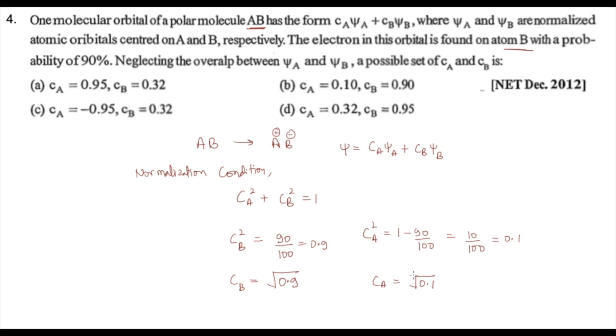Now if you just calculate this, the under root of 0.1 is going to be 0.333 something, and the under root of 0.9 is going to be 0.95. So if you check the options over here, your Ca has a value of 0.32, okay, the under root of this will be 0.32 actually, and the under root of 0.9 is going to be 0.95 approximately. So these are going to be the correct answers for this particular question. Option number D will be the correct answer for this.